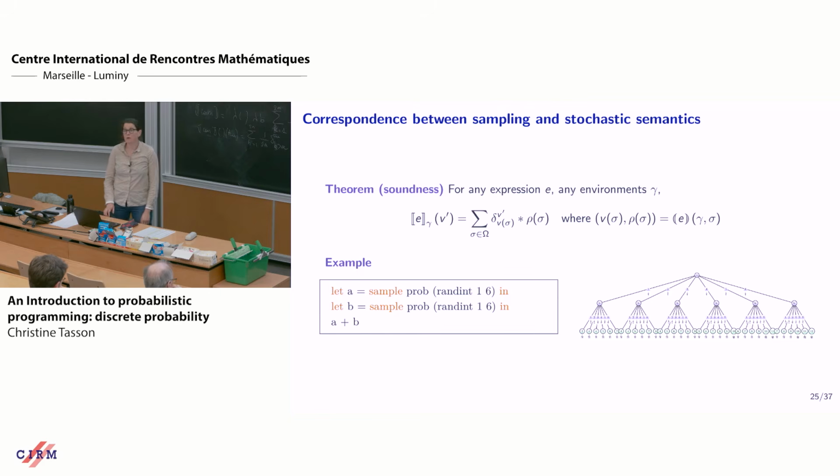Again, we have a bijection between the sampling semantics and the stochastic semantics. If you sum over all possible samples of the sampling semantics, you will get the stochastic semantics.